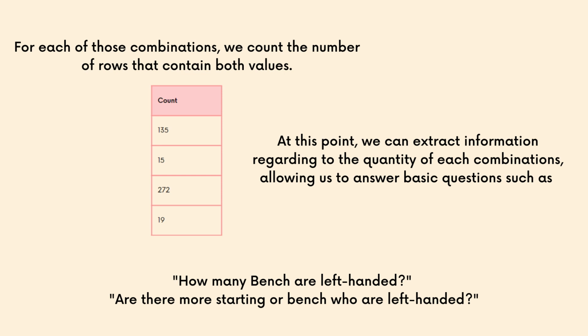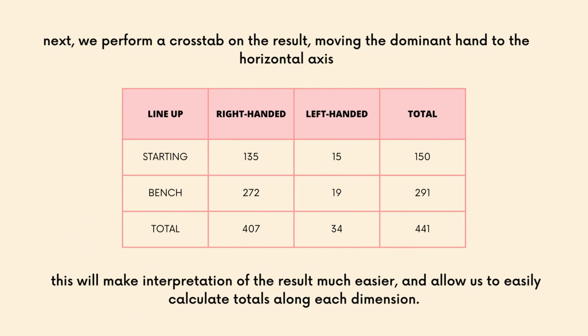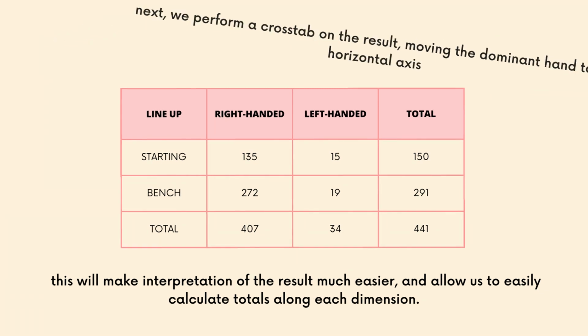At this point, we can extract information regarding the quantity of each combination, allowing us to answer basic questions such as how many bench players are left-handed, and are there more starting or bench players who are left-handed. Next, we perform a cross-tab on the result, moving the dominant hand to the horizontal axis. This will make interpretation of the results much easier and allow us to easily calculate totals along each dimension.